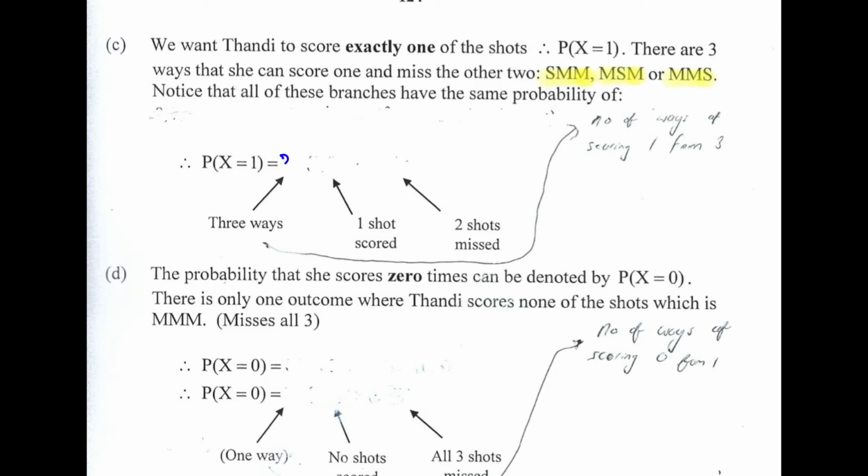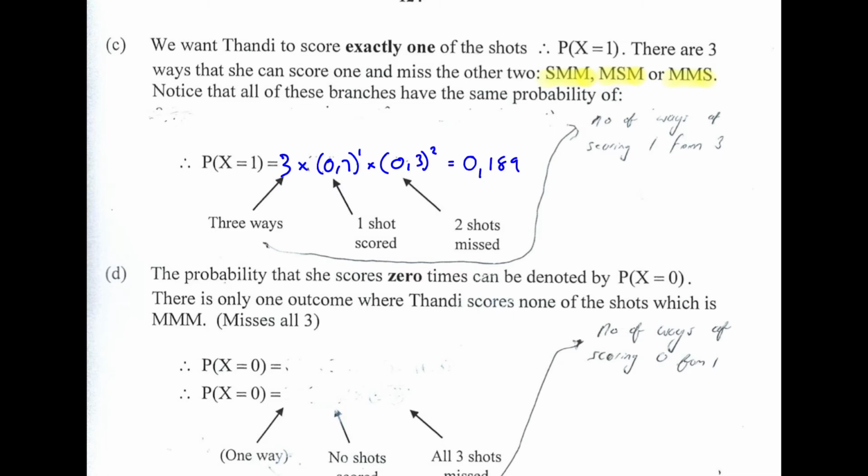Okay, so again, 3 ways that this can happen. If she's only scored 1 shot, then we have 0.7 to the power of 1. And if she's missed 2 shots, then we have 0.3 to the power of 2. Okay, and the probability of that happening is 0.189.